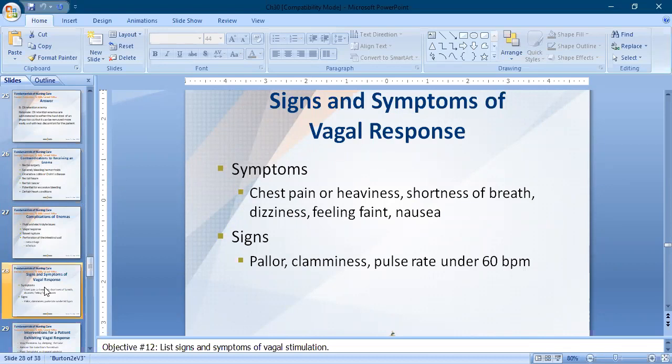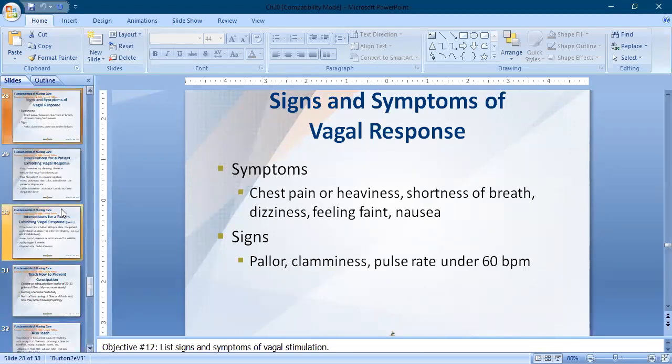And what are the response symptoms if the vagal nerve is stimulated? Sometimes patients complain of chest pain or feeling of heaviness, or shortness of breath, dizziness, feeling faint or nausea. The patient feels pallor, pulse rate under 60 beats per minute, bradycardia, bradypnea. This is called vagal stimuli.